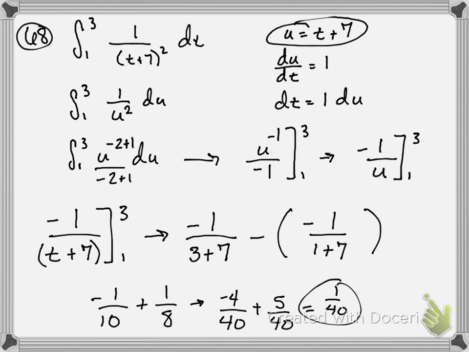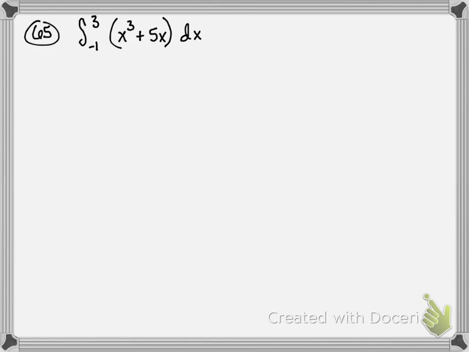Okay? Now, let's try this one right here. So you solve it the same exact way that you've been solving them. So this should be x to the 4th over 4, because 3 plus 1 over 3 plus 1. And then 1 plus 1 over 1 plus 1, so that's 5x squared over 2. All right. Plus c.